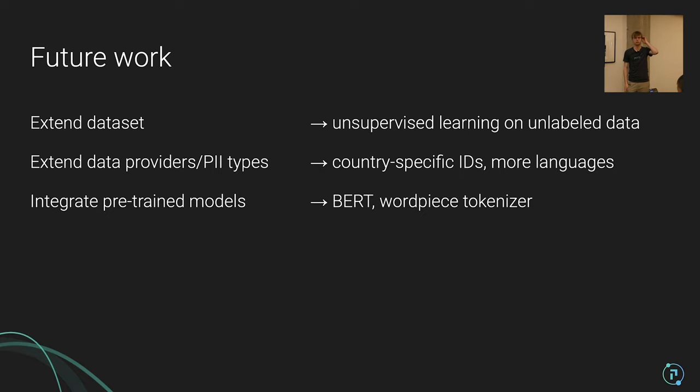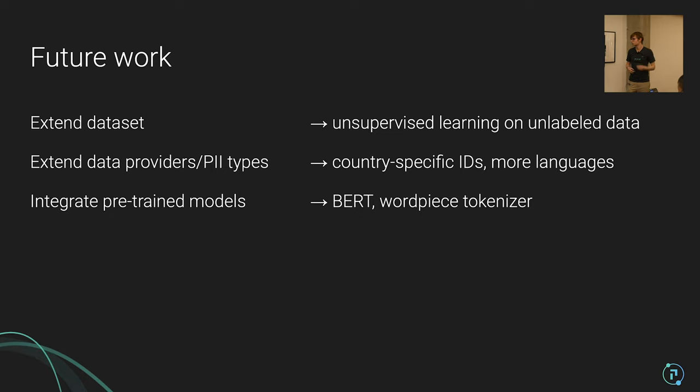What about future work? Well, of course, you can keep extending the data set. You can use some unsupervised learning techniques to label this data set. You could even use the model to add labels to new data samples and then add that to the data set, retrain the model, make it a little bit better each time. Another thing you can do is keep extending the data providers that Privy currently generates, so more PII types. Currently, around 60 are supported.